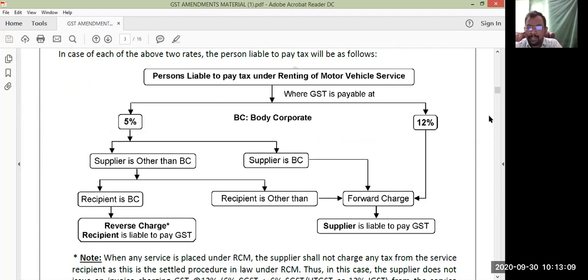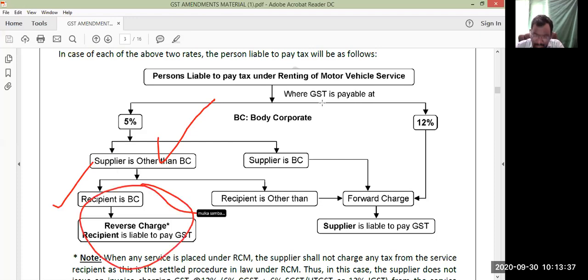So, persons liable to pay tax under reverse charge mechanism with respect to renting of motor vehicle services, where the GST is payable at 5% each. BC stands for body corporate. When the supplier is other than a body corporate and the recipient is a body corporate, reverse charge mechanism provisions are applicable. The supplier should be other than a body corporate, but the recipient must be a body corporate. Then that renting of motor vehicle service is taxable under reverse charge mechanism. This body corporate, being the recipient, has to pay the GST under reverse charge mechanism.